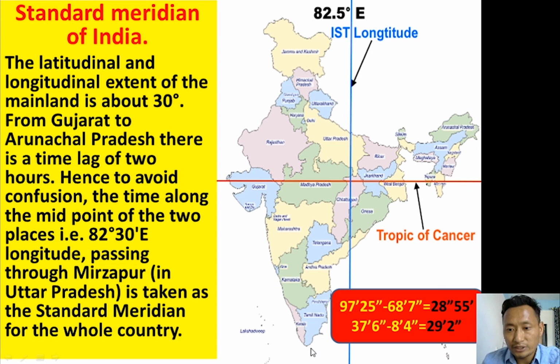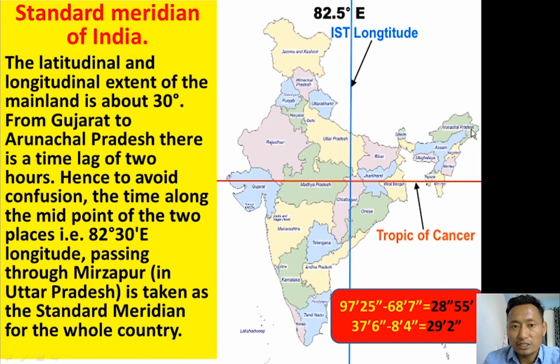And the southernmost point of India touches latitude 8 degrees 4 minutes north, and the northernmost touches 37 degrees 6 minutes north. If we subtract these two, it gives 29.2, almost 30. So the latitudinal and longitudinal extent of mainland India is almost 30 degrees.